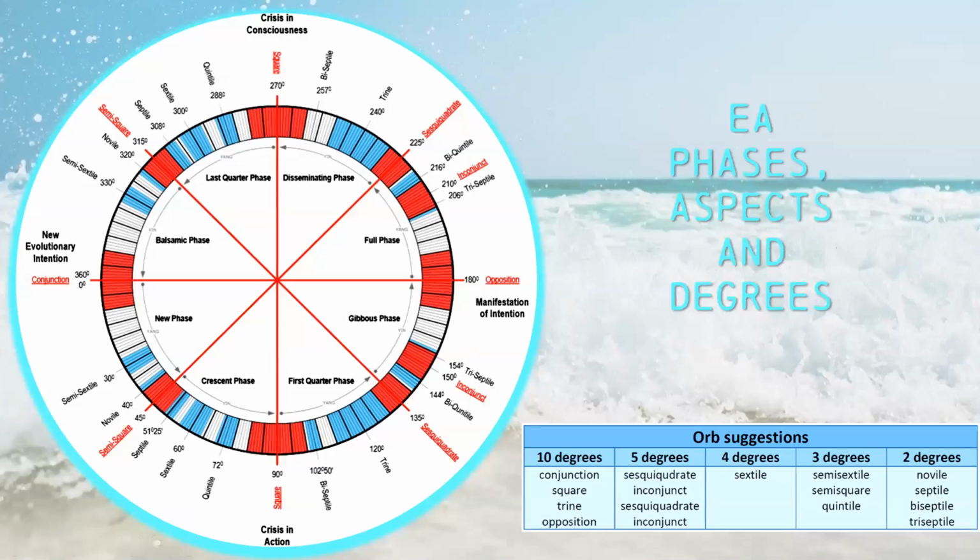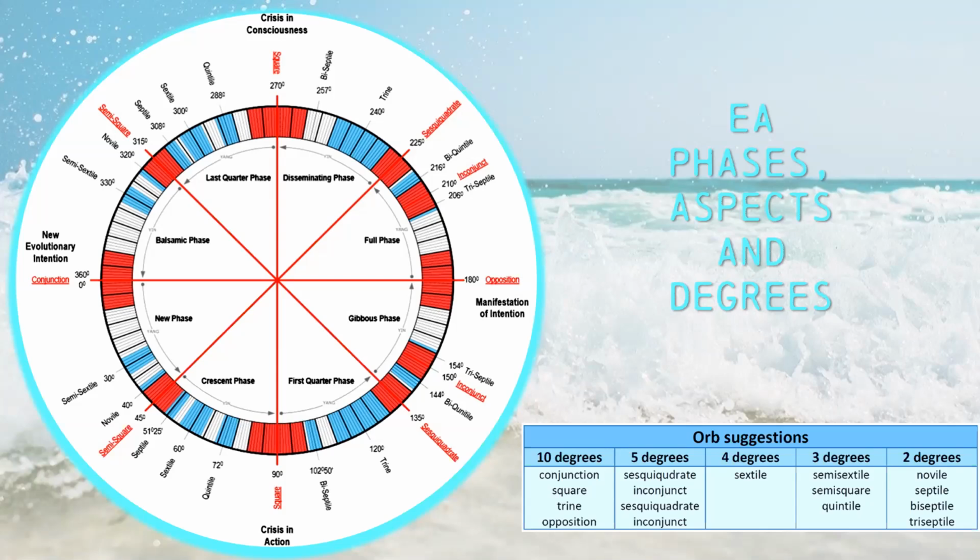So looking at this, the difference between a stressful and non-stressful aspect. The non-stressful aspects are in blue. The stressful aspects are in red. So looking at the orbs, 10-degree orbs for conjunctions, squares, trines, oppositions, 5 degrees for sesquiquadrate, in conjunction, sesquiquadrate, and these conjunctions here, because there are 2 different kinds, depending on phase.